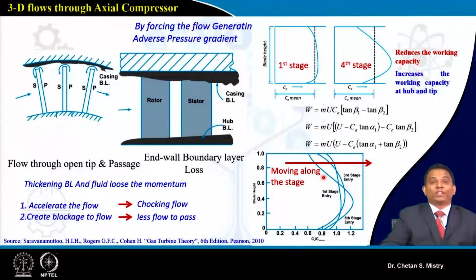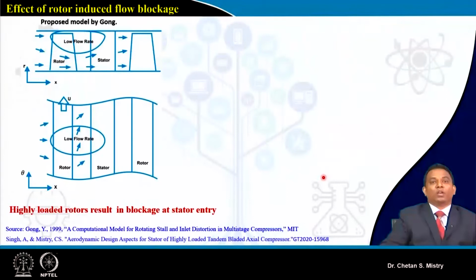So now the question is, if this is your case, what needs to be done? Let's try to understand what exactly is happening within my flow process. This is a model proposed by Gong. This is my rotor, followed by my stator. What we have learned is that the rotor has a clearance here. Because of the growth of boundary layer and the presence of tip leakage flow, I will have low flow rate or low momentum fluid present near the upper span of my blade.